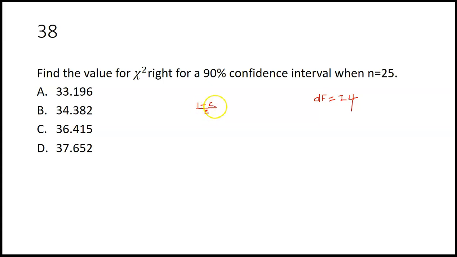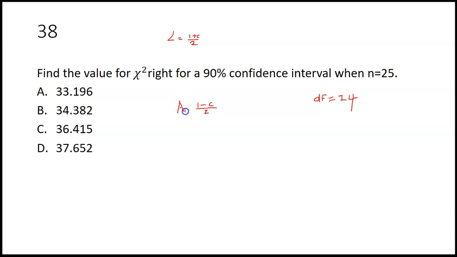Okay, 1 minus c divided by 2. If it was left, you use 1 plus c divided by 2. Okay, for left, you use 1 plus c divided by 2. But for right, you find area to the right.